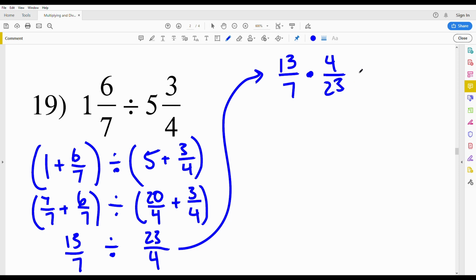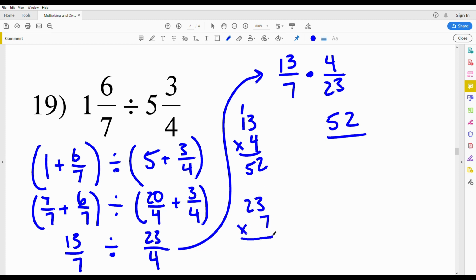So now my numerator and my denominator do not have any common factors, so I'll just simply multiply. 4 times 13, if you want to see that vertically, 4 times 3 is 12. Carry the 1. 1 times 4 is 4. Plus 1 is 5. So my numerator is going to be 52, and that's going to be all over 7 times 23. Let's go ahead and do it vertically.